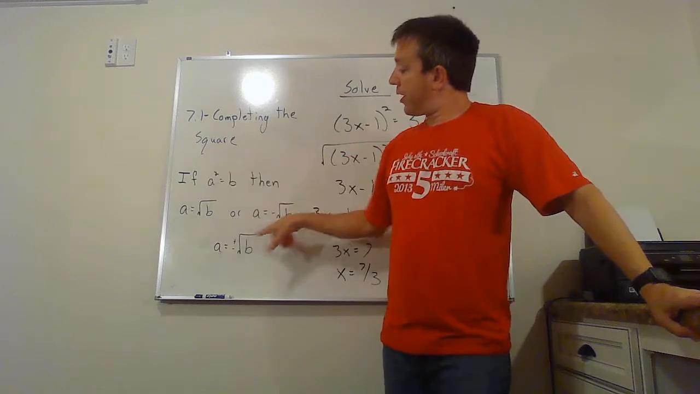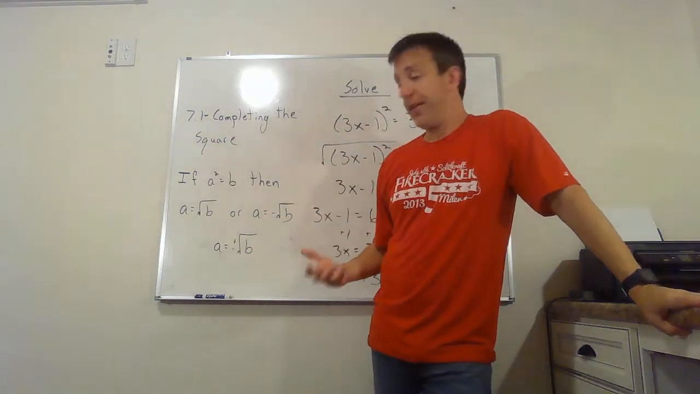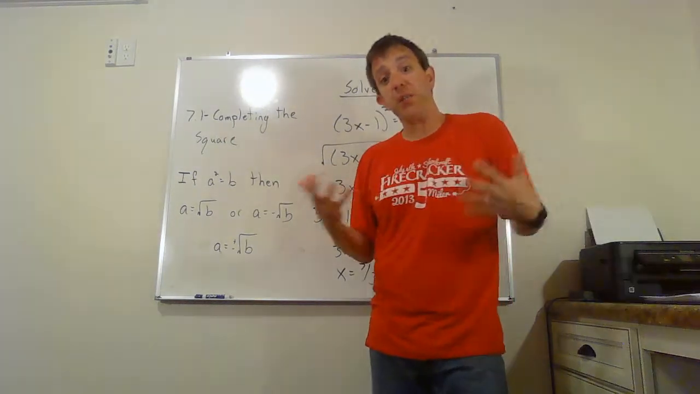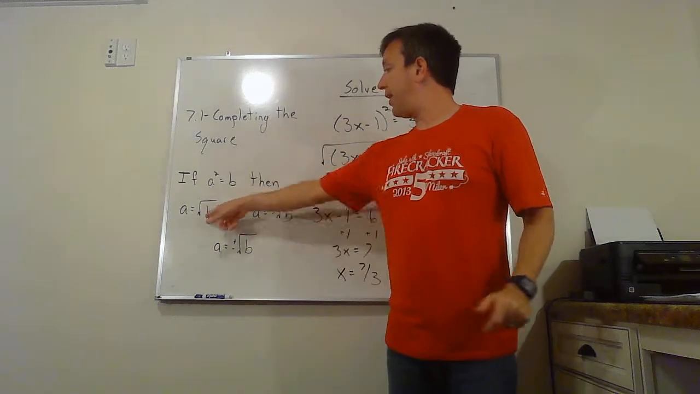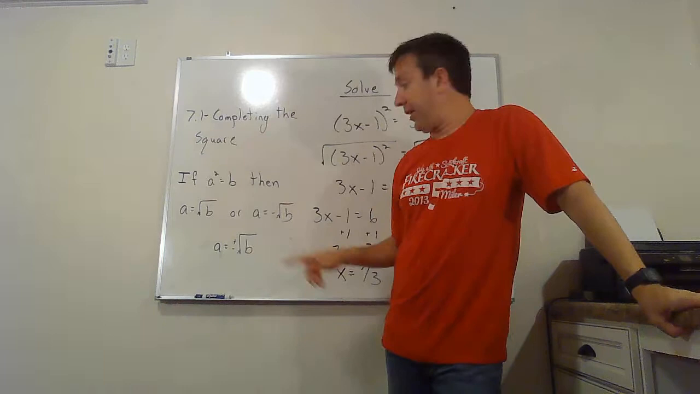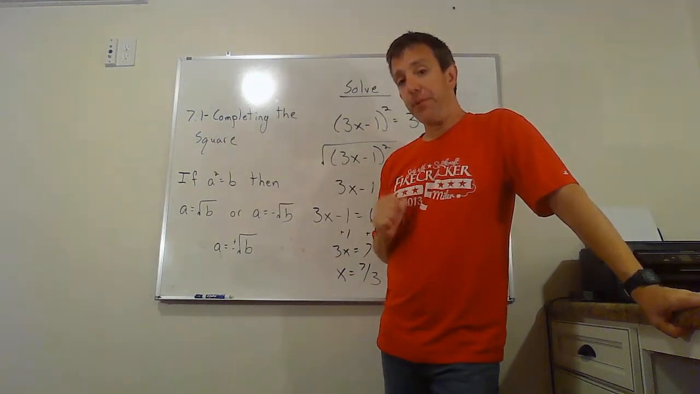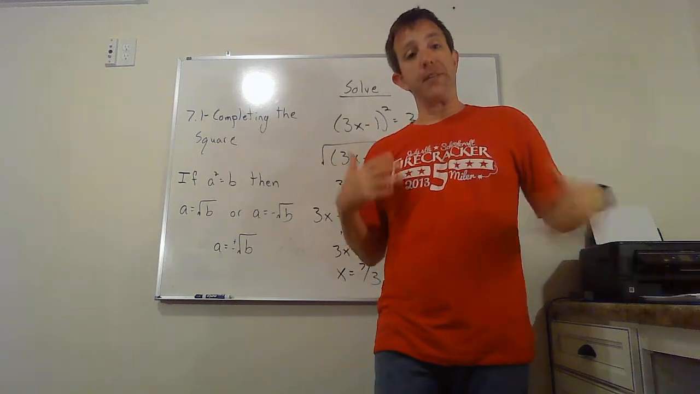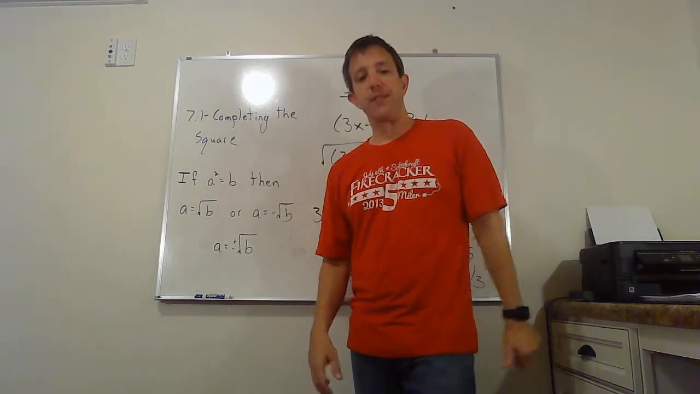We're going to work in this section based off of this idea. If a squared is equal to b, so think x squared equal to a number, then a is either the positive square root of b or a is the negative square root of b. We can also write that as a is equal to plus or minus the square root of b. That gives us both answers at the same time.